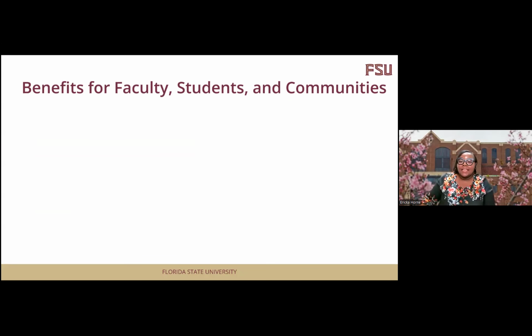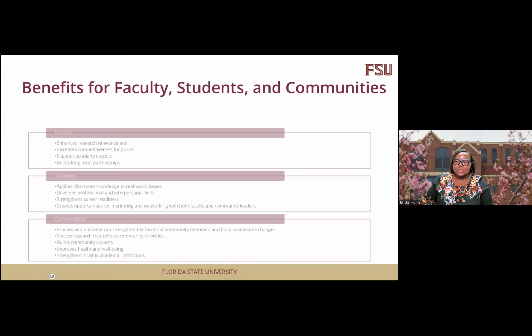We're going to go on to what are the different benefits for faculty, students, and communities. When it comes to community engagement, we know how it's going to benefit the community. We want it to be beneficial to us as the researchers, but how can it also benefit those who may be working with students?